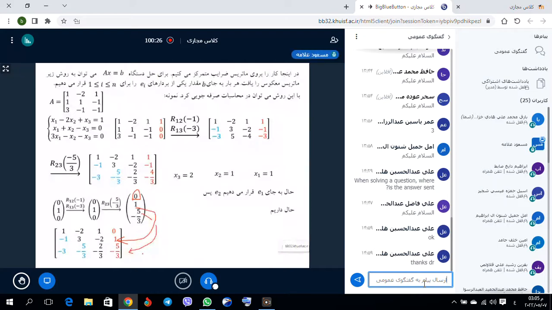If we do that, we will find x3 is 5 divided by 2. If we put that in the second equation, we find x2 equal 2, and finally x1 equal 3 divided by 2. 3 divided by 2, 2 and 5 divided by 2. It's for E2.